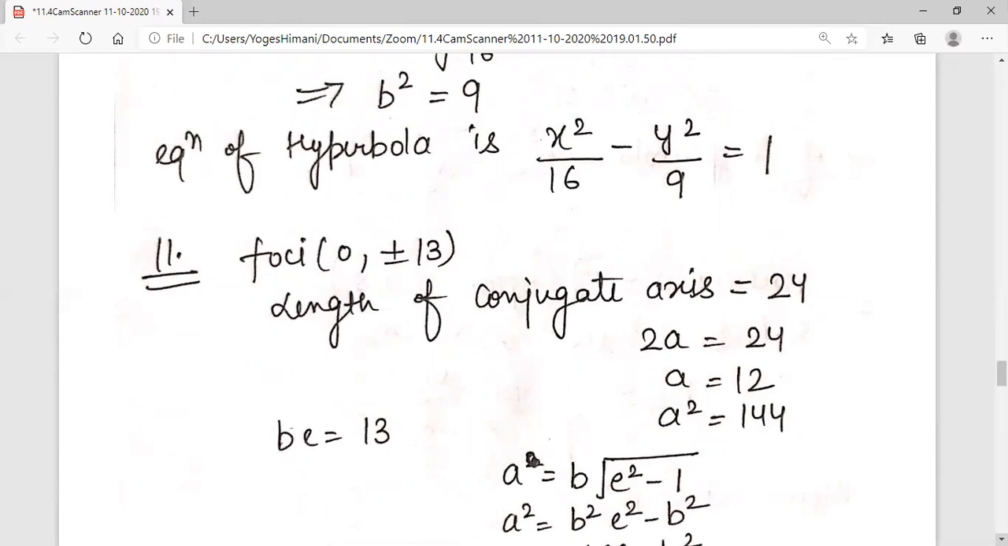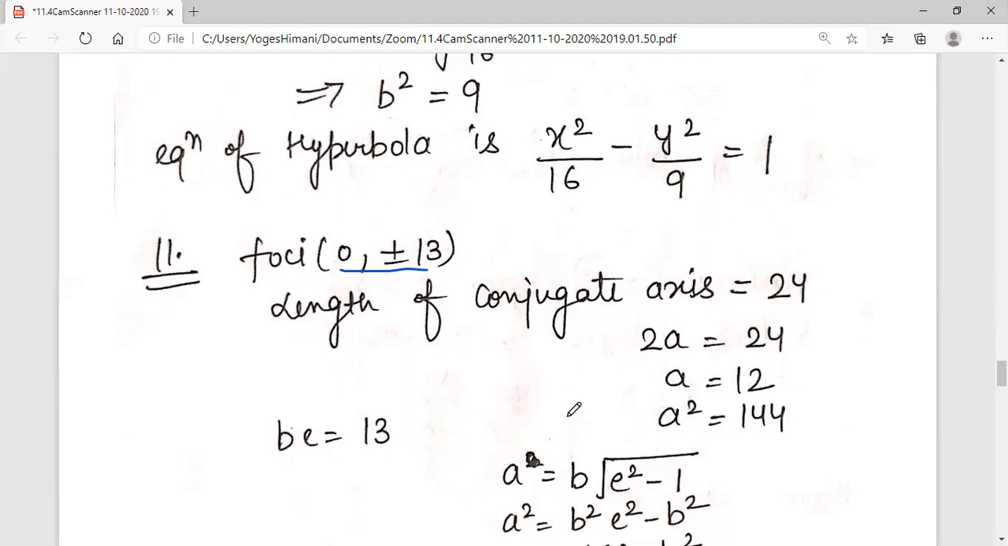Okay. Question number 11th, the focus point is given 0 comma plus minus 13. The x coordinate, students, here it is 0. You can see 0 comma plus minus 13. It means our hyperbola is on the y axis and the length of the conjugate axis is given, 24. Now this is the main thing. Our hyperbola is on the y-axis and the conjugate axis is given, that is 2a. Then what will a be? 2 will go in the division, a came 12 and a square 144.